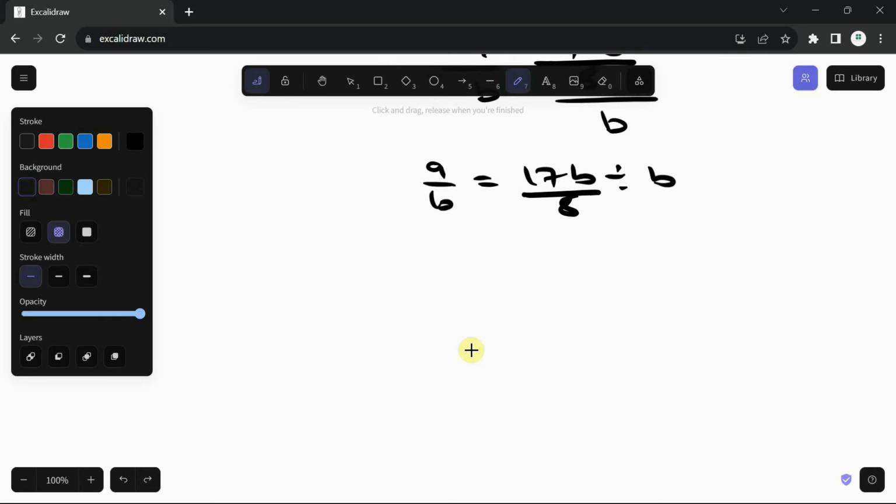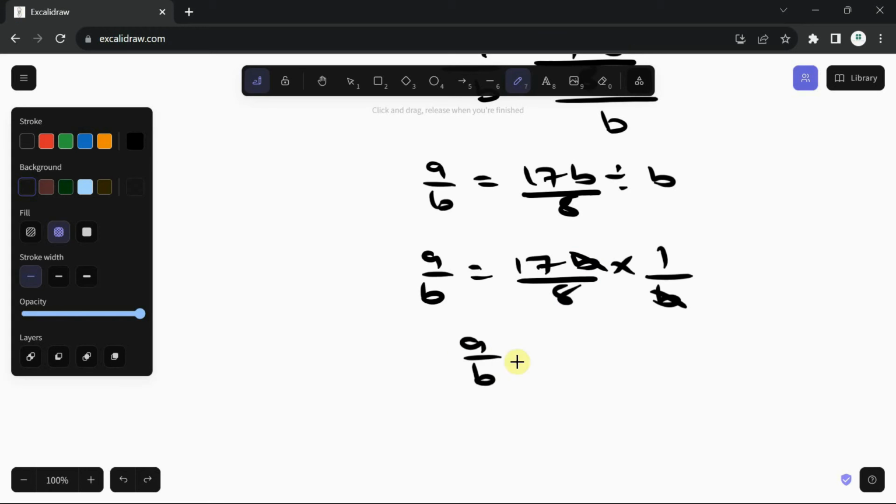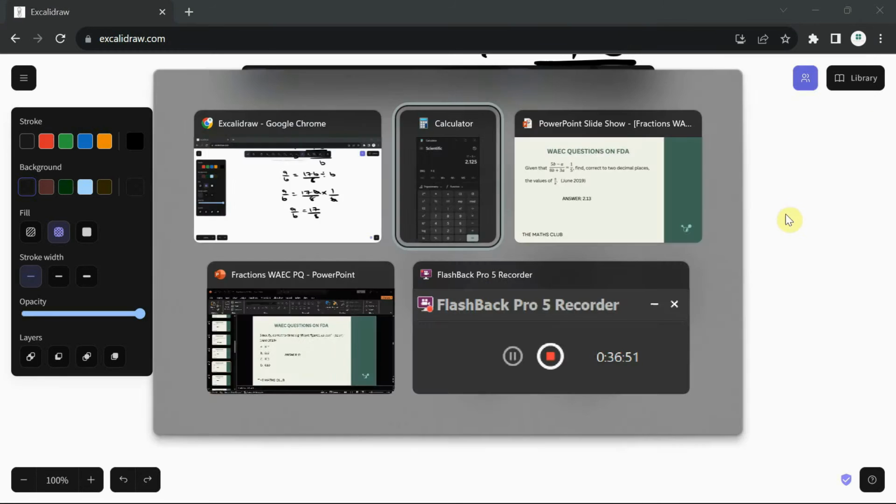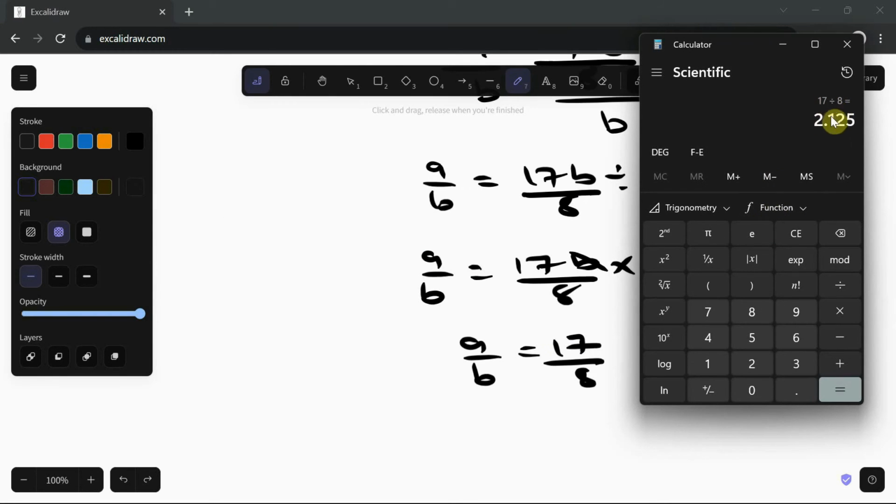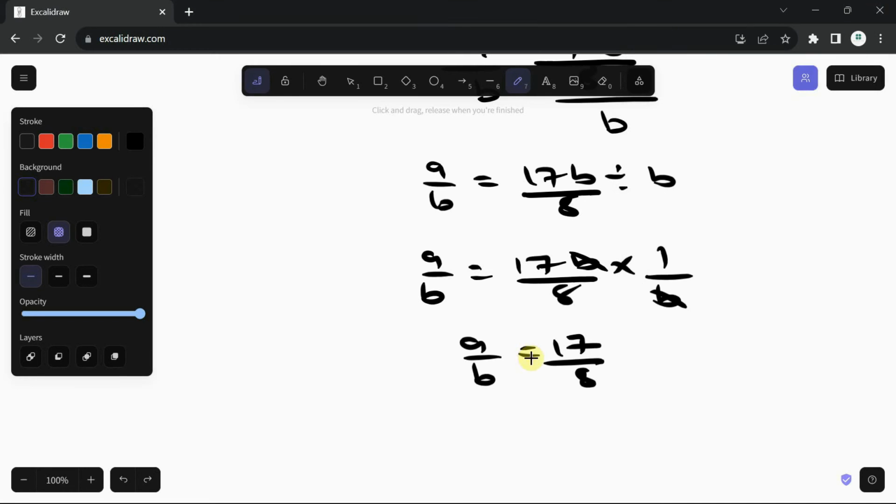And what do we know about division like this? So that will be a over b equal to 17b over 8 times 1 over b, right? So b will cancel b. So our a over b is 17 over 8. But they said we should leave it in decimal places. So if I plug it inside my calculator, 17 divided by 8 gave me 2.125. A over b is equal to 2.125, but to 2 decimal places, right?